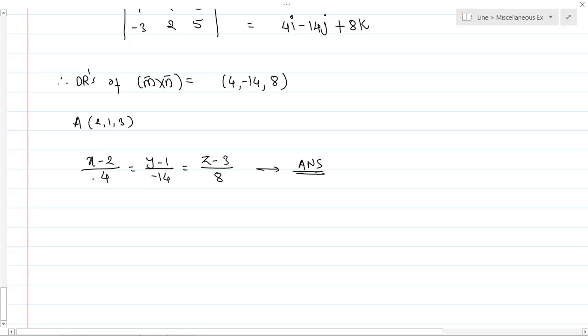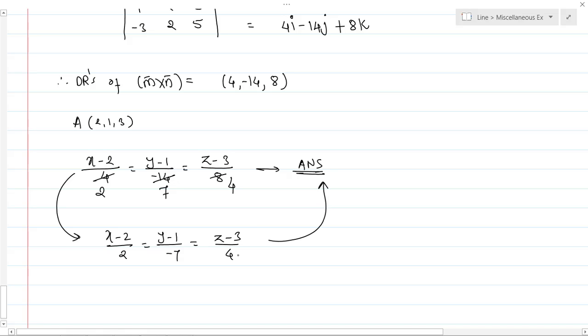See here, from this we can cancel out the 2. Removing the factor of 2, 2 into 2 is 4, 2 into minus 7 gives minus 14, and 2 into 4 gives 8. So I can write (x minus 2) by 2 equals (y minus 1) by minus 7 equals (z minus 3) by 4. You can write this equation also.